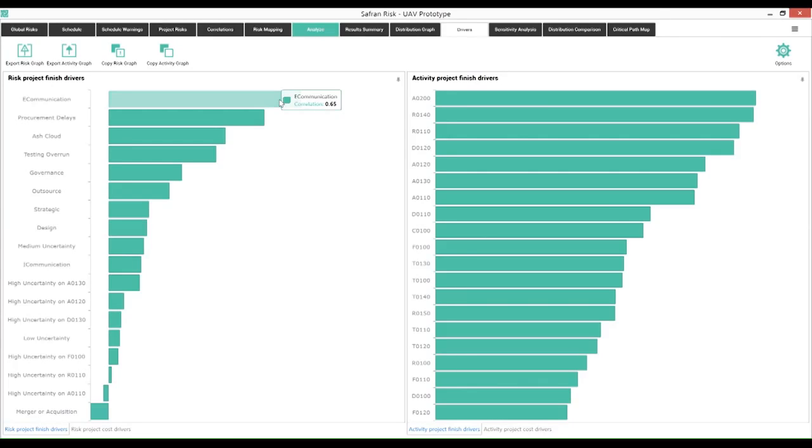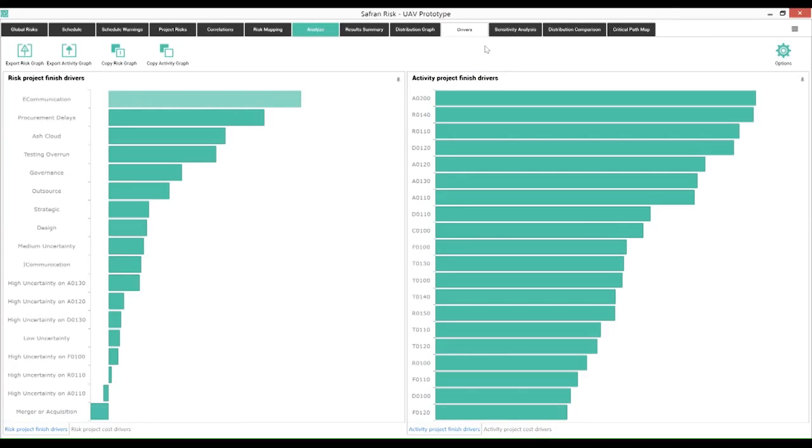And organizations struggle with this. I've seen many risk teams and project teams trying to communicate what this chart means to an executive, and the executive focuses in on that number and says, well, 0.65, what does that represent? Is that 65% of the time this is a driver? Is it 65% of the impact? They're looking for a way to really quantify that.